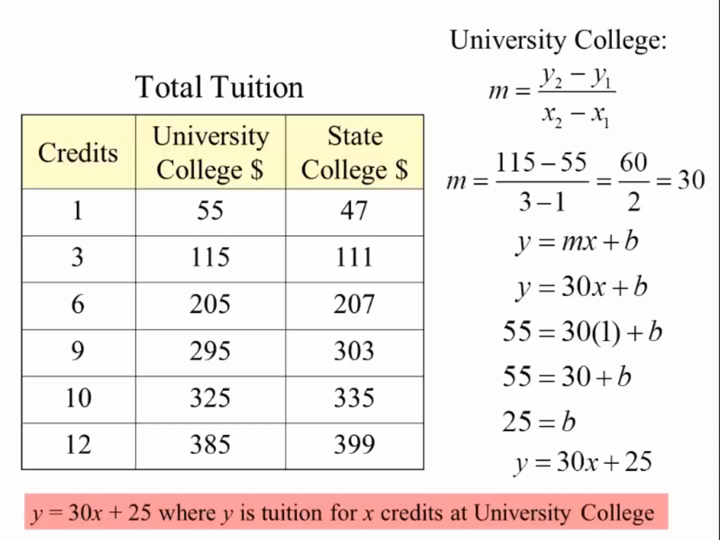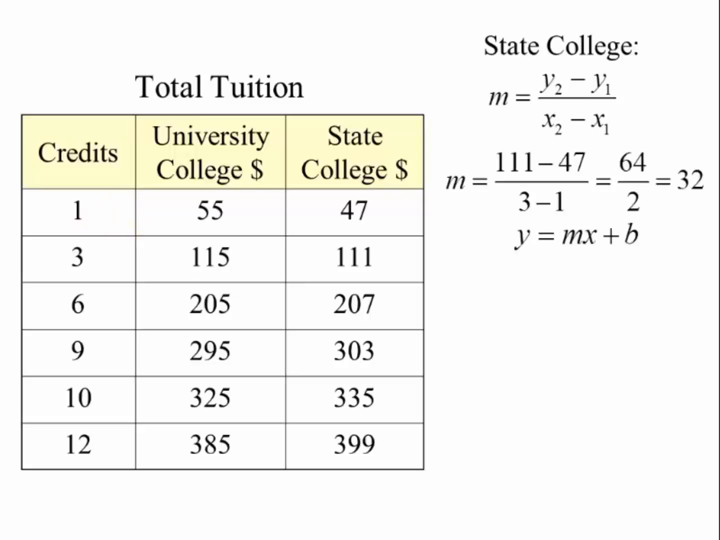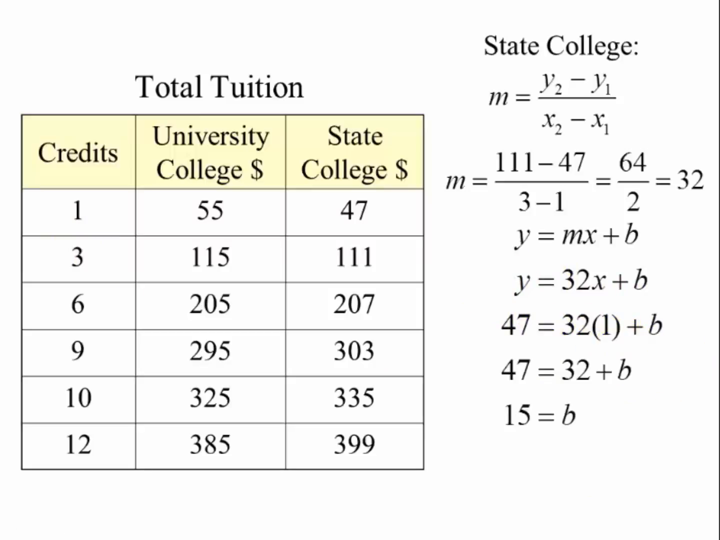To get our next equation for state college, again we're going to use slope. I'm going to use the first 2 points, so the difference of the y's would be 111 minus 47 over number of credits 3 minus 1. That gives us 64 over 2, which is 32. To find the equation, I substitute 32 for m. To find b, I now pick a point. I'm going to use the first one. So the tuition y is 47 when the number of credits is 1. Substituting that into our equation, we have 47 equals 32 plus b, and b is 15. So the final equation is y equals 32x plus 15.